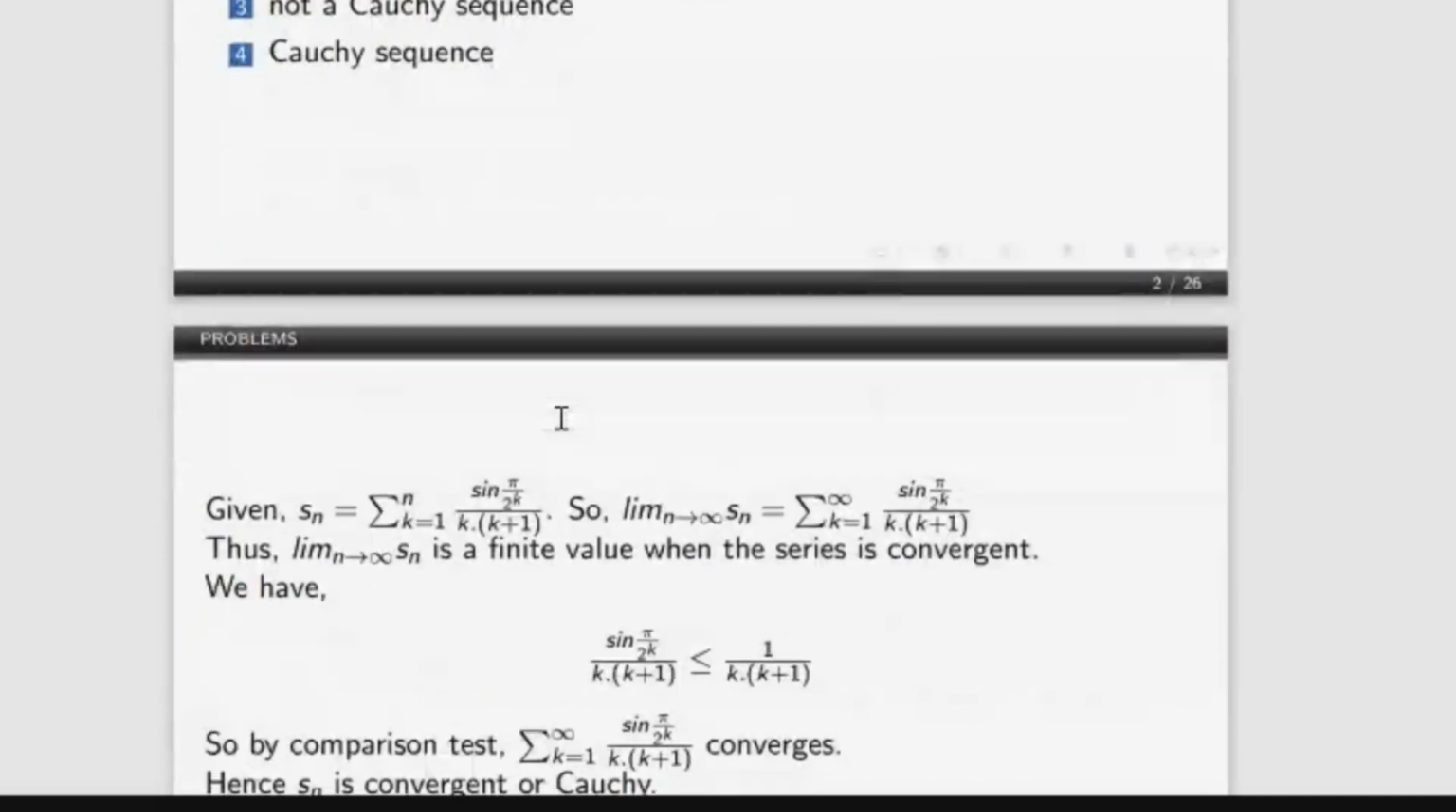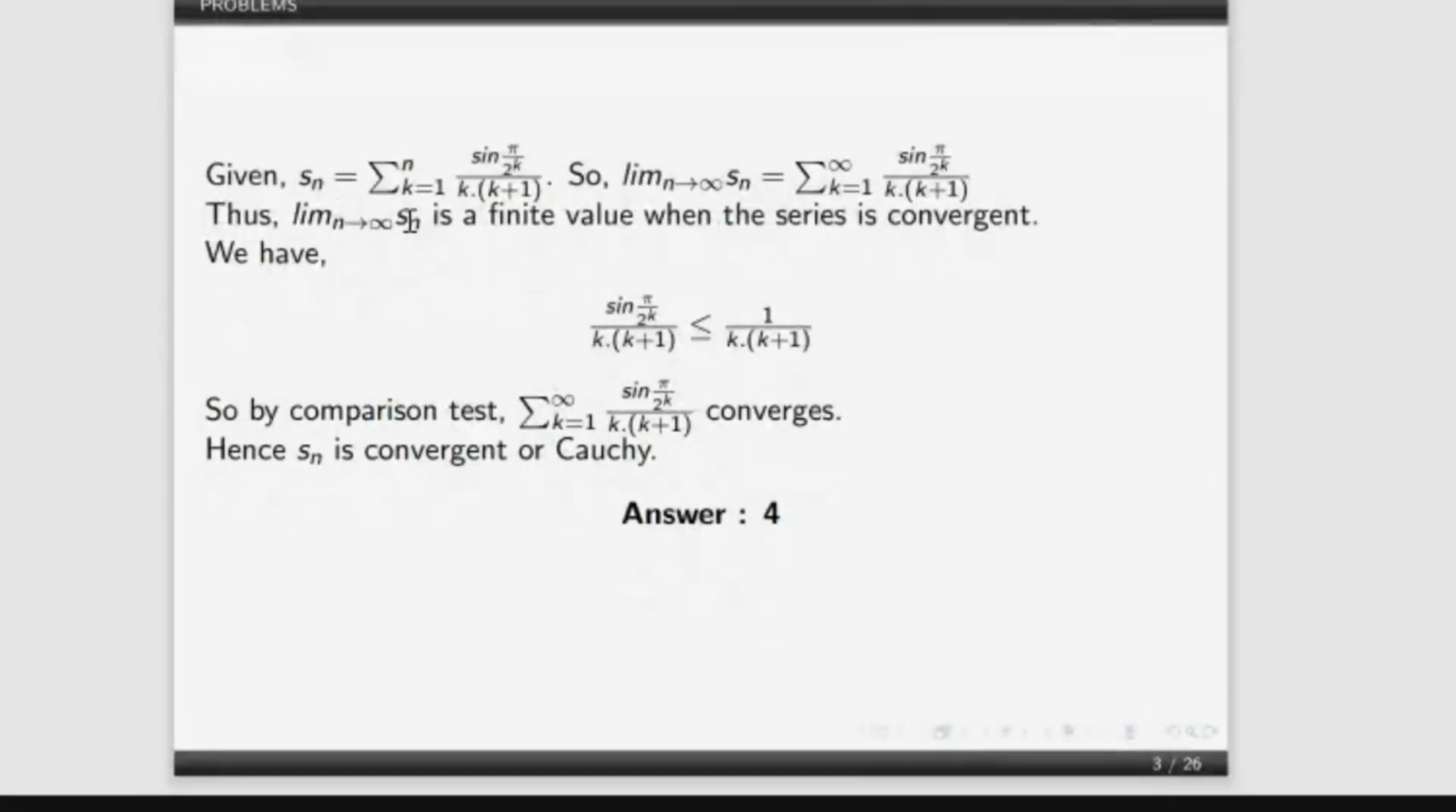We are given that Sn equals the sum from k equals 1 to n of sin(π/2^k)/(k(k+1)). That is how it is defined. Now we are taking the limit of Sn. It becomes the sum from k equals 1 to infinity of sin(π/2^k)/(k(k+1)). This limit exists if and only if the right side is a finite value. So here we are checking the convergence of the series on the right side.